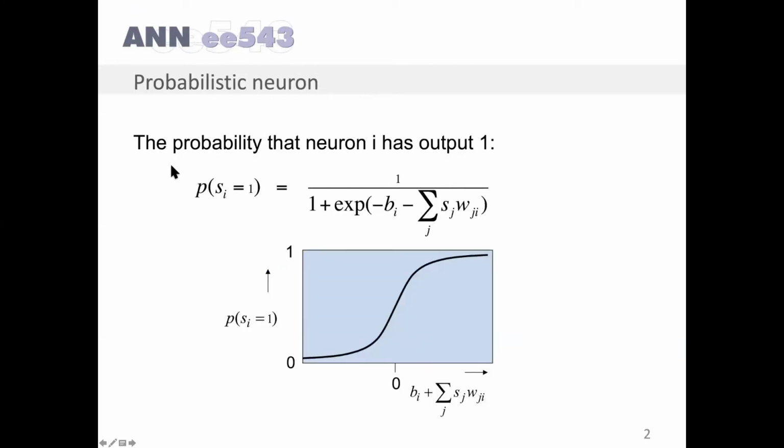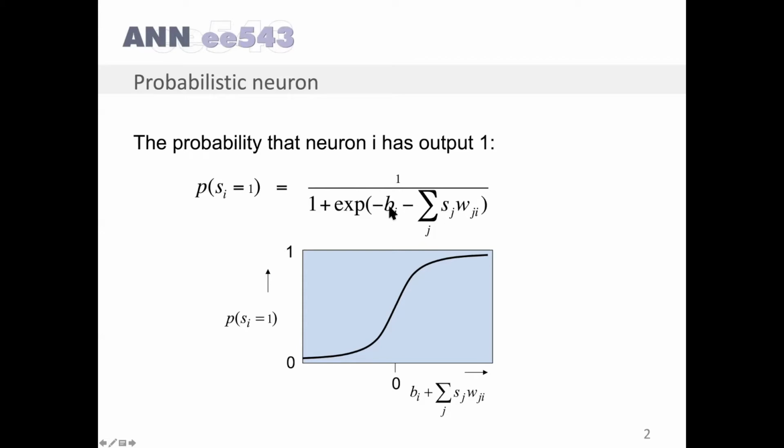In the probabilistic neuron, the probability that neuron i has output 1 is given by the formula. The probability that the output of neuron i to be 1 is equal to 1 over 1 plus exponential in parentheses minus bi minus summation of j sj wji. Notice that this is corresponding to the minus activation of the neuron i.